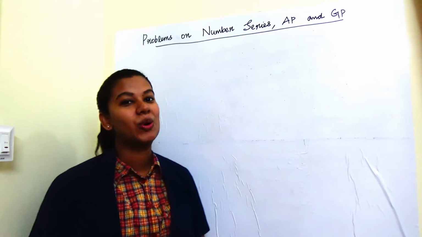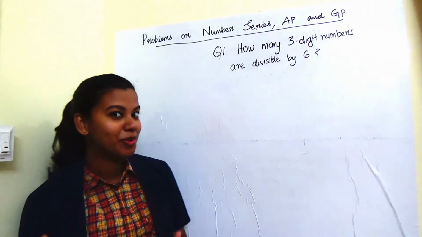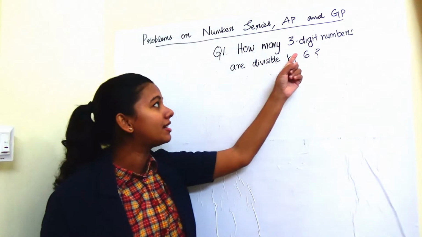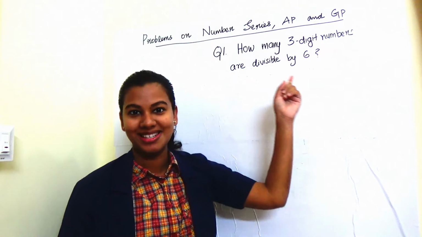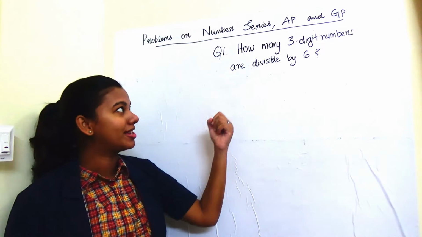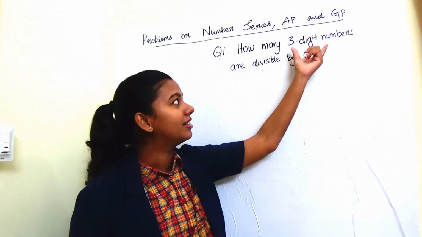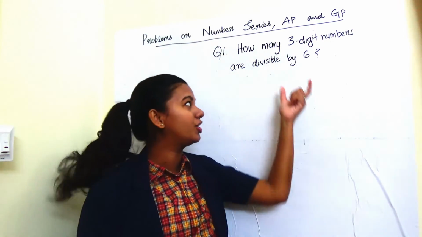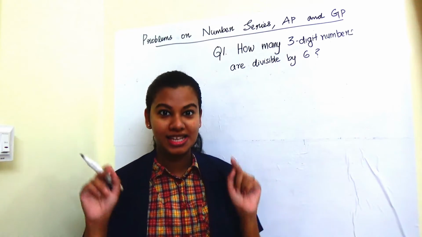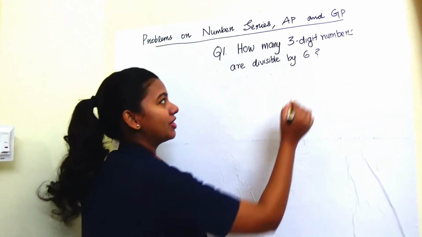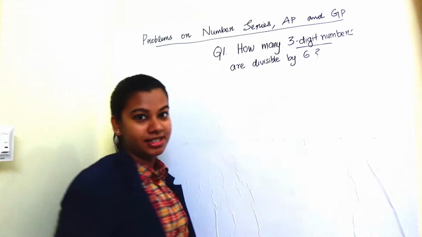Okay, so let's go to the first problem. The first problem is: how many 3-digit numbers are divisible by 6? In this question we have to find 3-digit numbers, and they should be divisible by 6. The sequence of 3-digit numbers. So first let's see the 3-digit numbers.